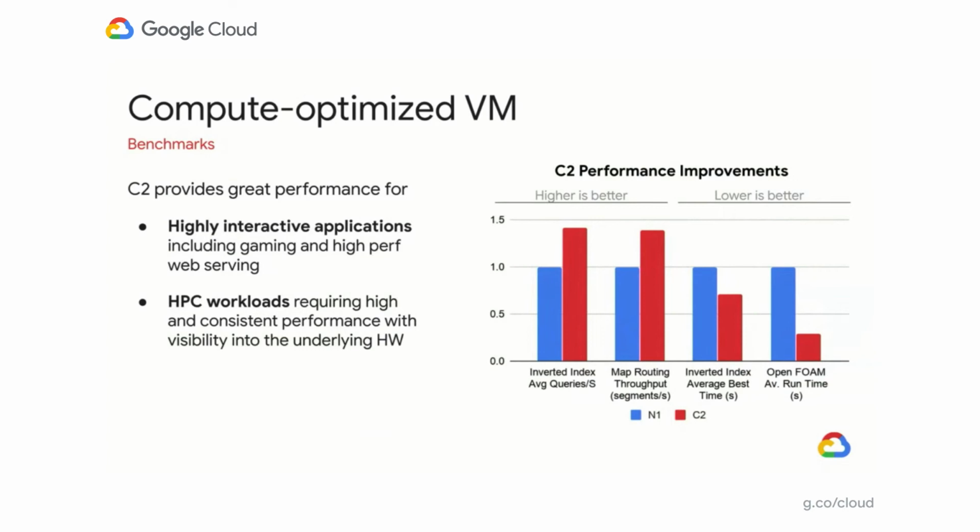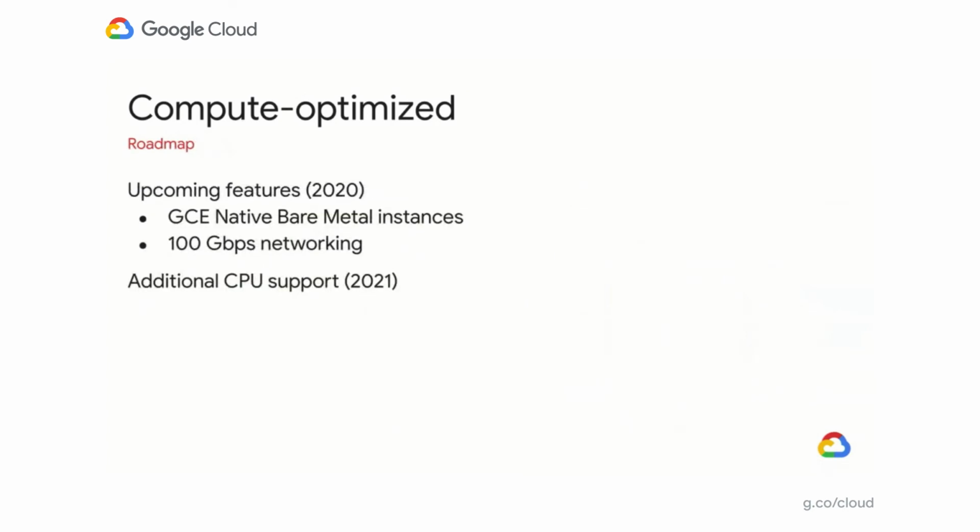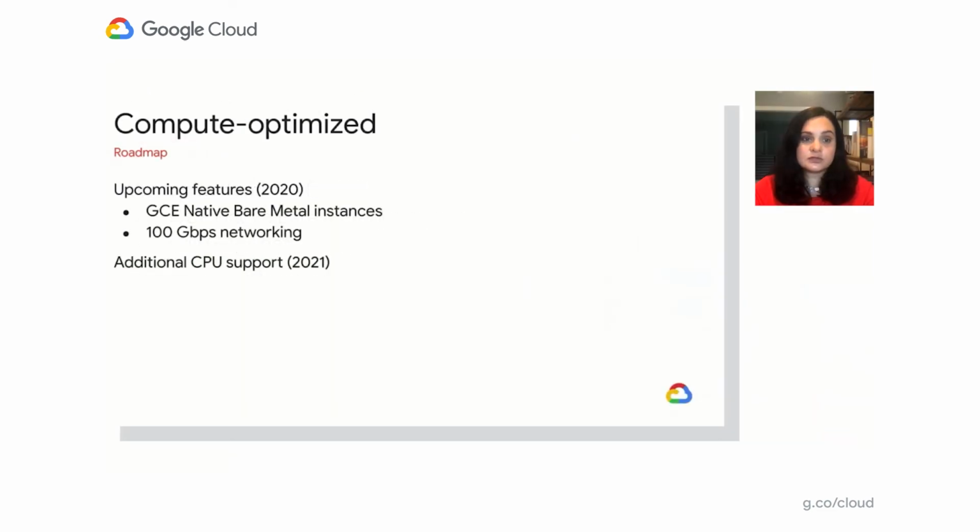With these benefits in mind, we also wanted to share with you some of the capabilities we're adding to the compute-optimized VMs over the next few months. These include bare metal instances support, as well as an increase in networking performance with 100 gigabits per second coming soon. As we've mentioned for the general purpose VMs, we're also always looking at the latest CPU innovations so that we can always offer you improving price performance as you utilize some of these VM capabilities.